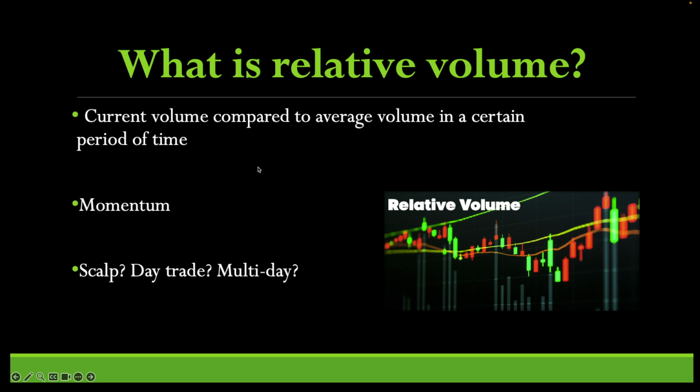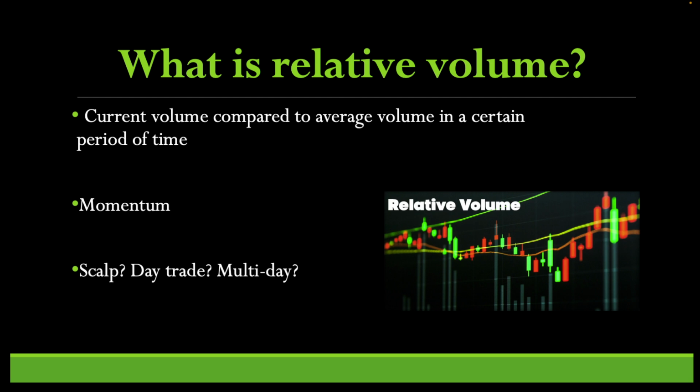Now, relative volume. What is relative volume? Relative volume is when you compare your current volume to the average volume in a certain period of time. Let's say, for example, the current volume on stock GME is 300 million and the average volume over the last 90 days is 5 million. This is good relative volume. Why? Because the volume has had a substantial increase compared to what it was, and this is what creates something you call momentum.